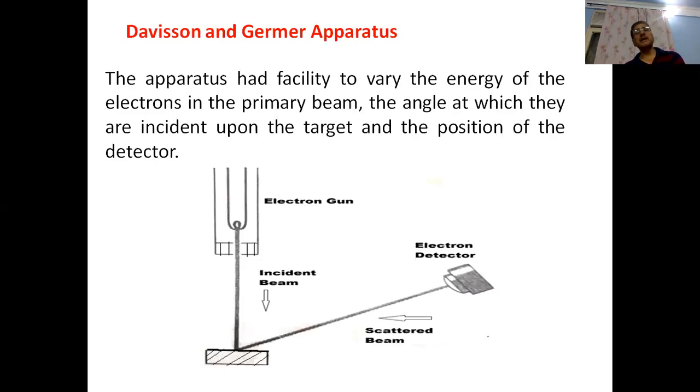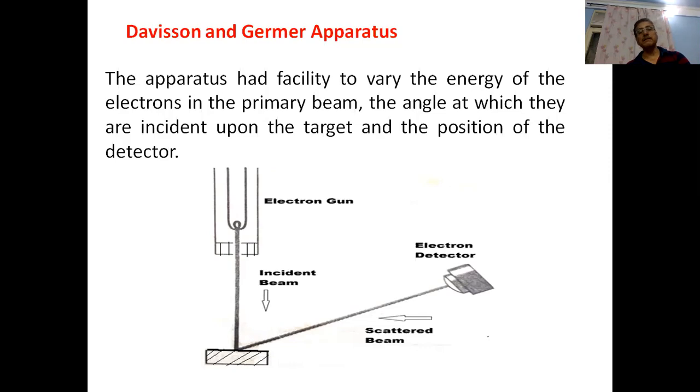Now, this is the Davisson and Germer experiment, and we have a small schematic diagram shown in the figure. You can see we have an electron gun that is giving the electrons. They are being accelerated and targeted on a nickel. So this is the incident beam at a different potential difference, and this is the scattered beam. And this is the electron detector that is detecting the intensity of the electrons.